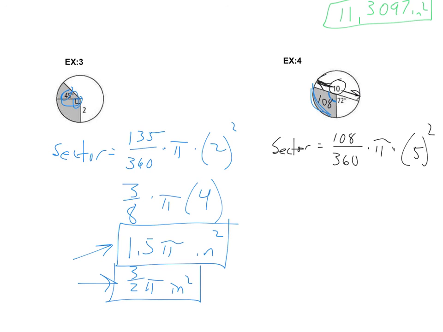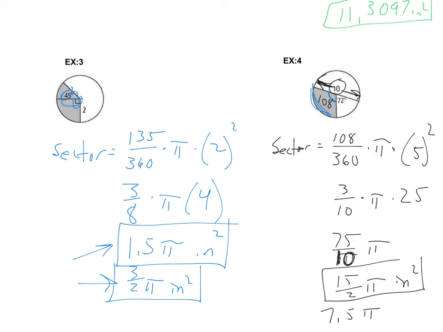So when I put all this in my calculator, this ends up being 3/10 times pi times 25. And so that would be 75/10 times pi, which is just 7.5 pi. Or if you left it with a fraction, you could say 15/2 pi or 7.5 pi. Again, if you have units, inches squared.